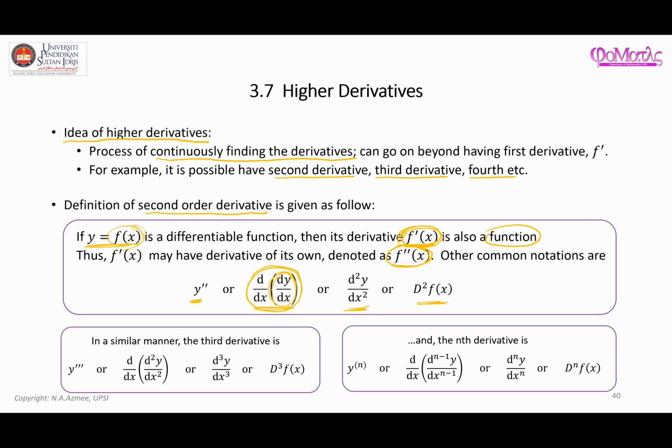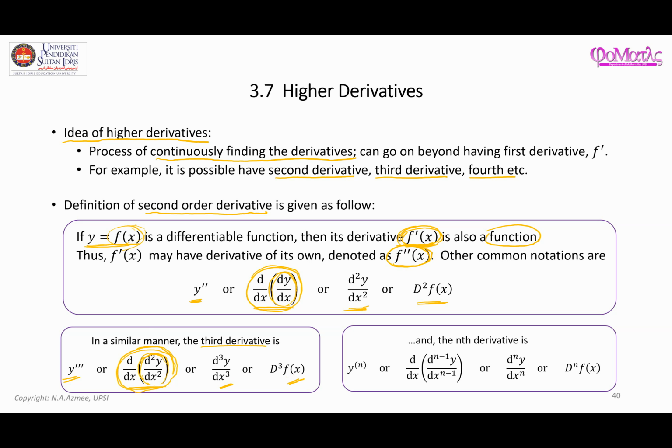In a similar manner, you can mathematically denote the third derivative as this one, or for example this one here, where you can see that in the bracket is the result of the second derivative, and you supply the result to this operation. If you differentiate the result once again, the answer represents the third derivative of the function. Other common notations are this one and this one.